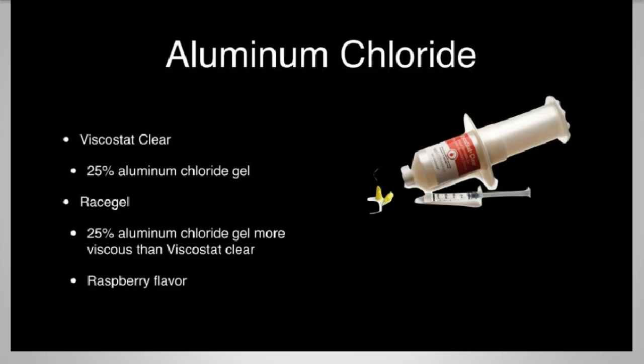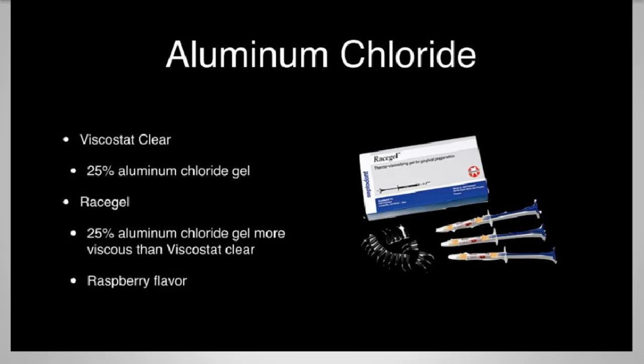So, a couple of things in the market today. There's one called Viscostat Clear by Ultradent. And if you like a more viscous product, a race gel by Septidon is another option that's out there. They both are 25% aluminum chloride, and they both work very well in minor bleeding cases, kind of minor to moderate. With more extensive bleeding, I would recommend ferric sulfate.